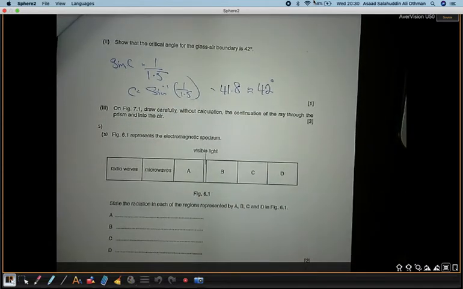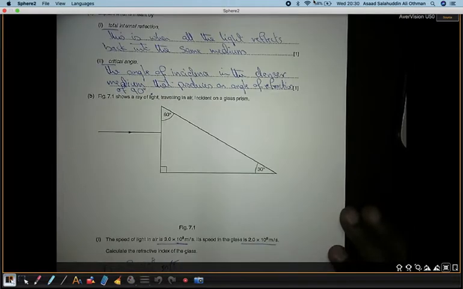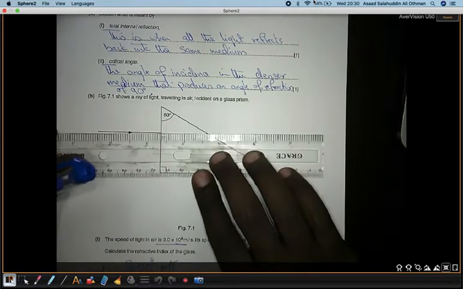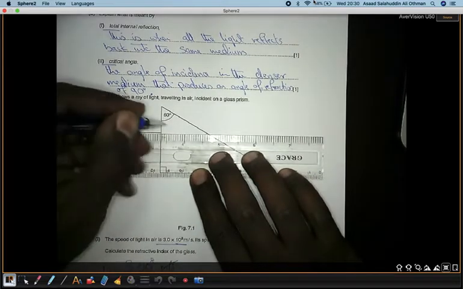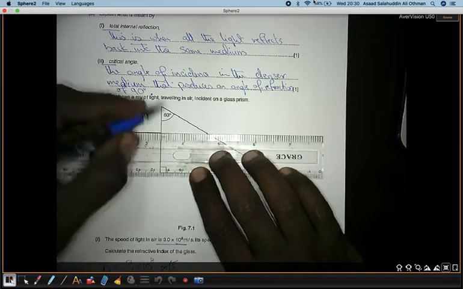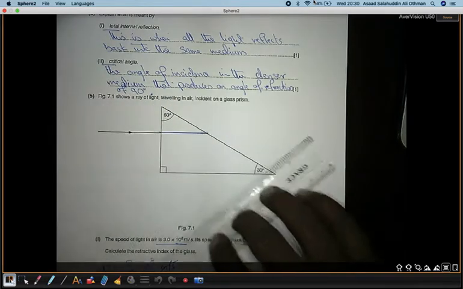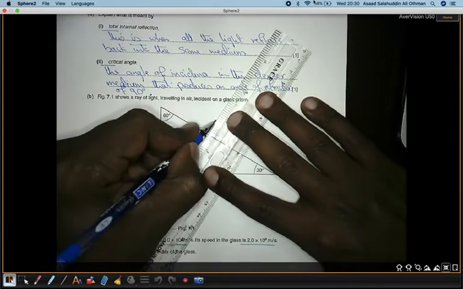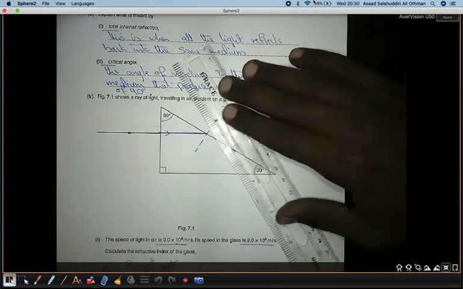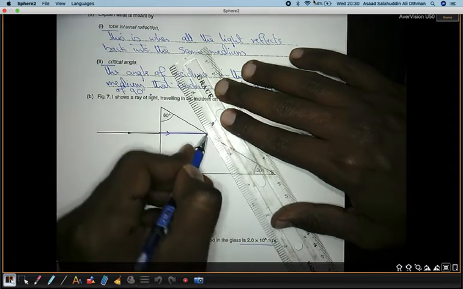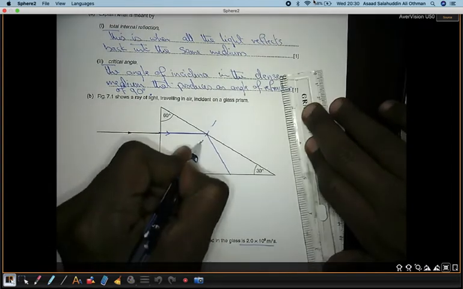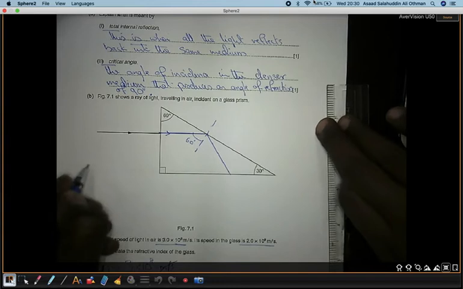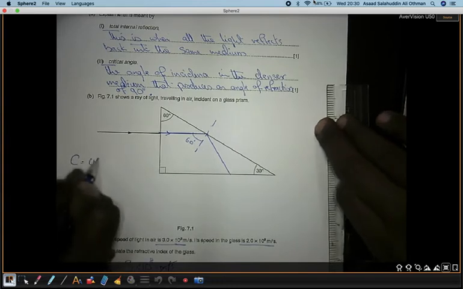Now on figure 7.1, carefully draw the continuation of the path. Back to the diagram here. To show the continuation, the ray goes directly over here. It doesn't bend because it's perpendicular to the surface. Now when it reaches here, you have to draw a normal. When you draw a normal, it has to reflect back because the angle of incidence is greater than the critical angle. This angle is 60 degrees, while the critical angle C is 42 degrees.